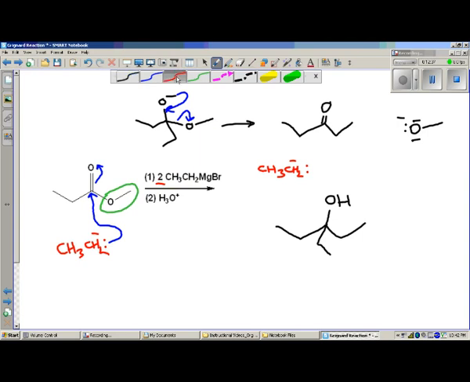What sort of alcohol have I made here? Well, you can see it is a tertiary alcohol. What that means is anytime you have an ester, you always want 2 equivalents of your Grignard, and you will always get out a tertiary alcohol. All right, and that is the essence of a Grignard reagent with an ester.